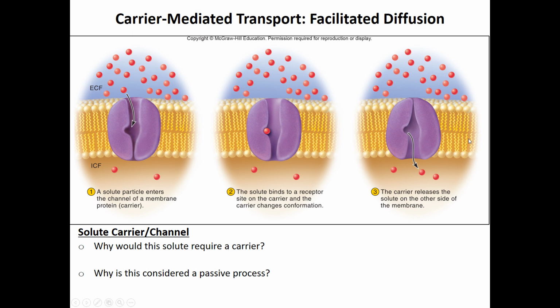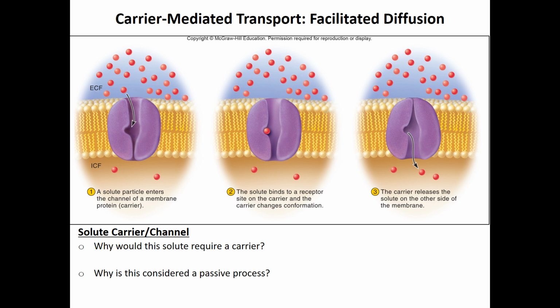This is a great example of how to sit and look at the scenario and actually answer questions on your own. And so this shows you another example of this facilitated diffusion. Right here, the particles are in a higher concentration in the ECF than in the ICF, so they travel down their concentration gradient into the ICF using a carrier protein. So you can follow the steps here. Read these questions and take a minute to answer them. Pause the video and answer it on your own, and then when you press play, I'll give you the answer.